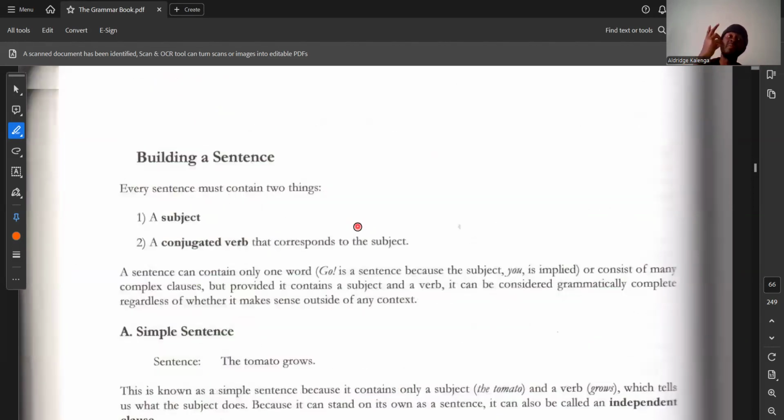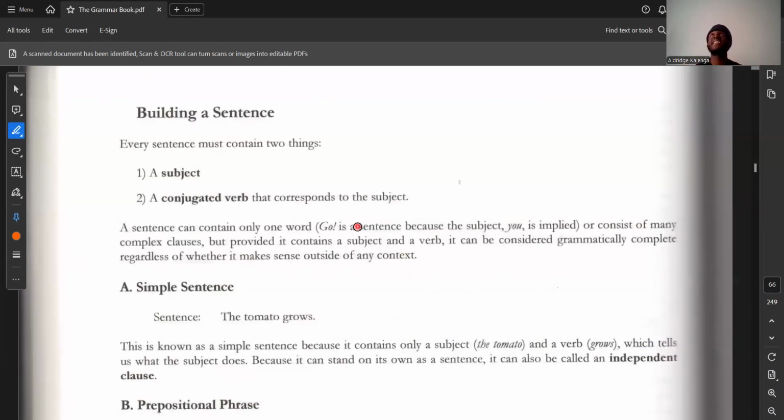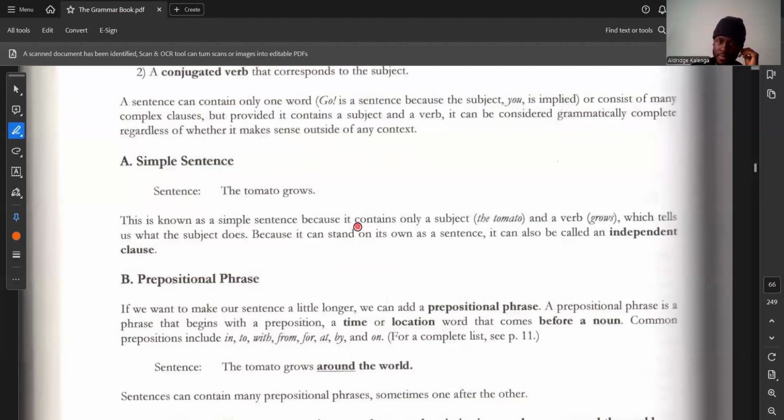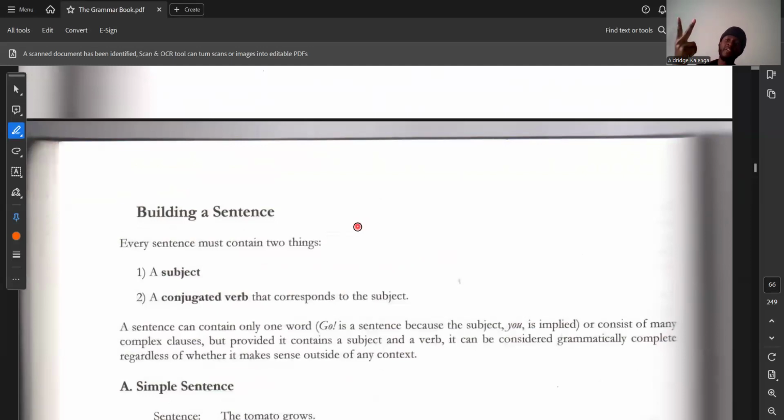So a sentence is made up of many things. One of the simplest sentences in English is actually "go." Now, go is a verb, but "you" is the implied subject. So it's very implicit. I don't have to say "Winter, go," "Louis, go," "Joe, go." It's just implied. So a sentence can have one word. "Go" is a sentence. "Stop" is a sentence. "Start," "race," "run," those could be sentences. So it's a very simple sentence, right? Because "you" is the implied subject. But again, essentially it's a subject and a conjugated verb that corresponds to the subject.